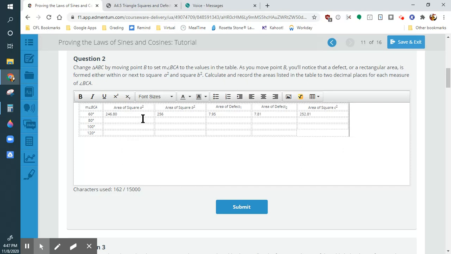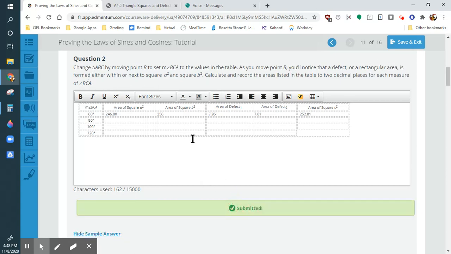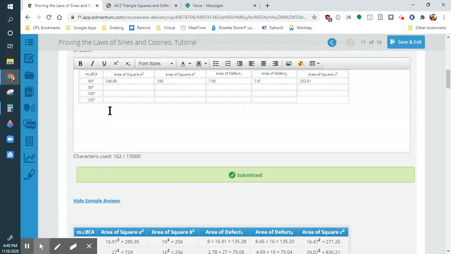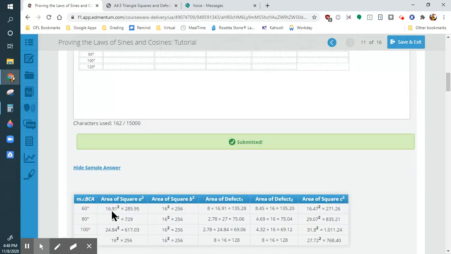So I'm actually gonna hit submit here because this is very weird, and I feel you guys would benefit more from the actual answer than from me trying to figure out what they're trying to say. You'll notice the defect or a rectangular area is formed. So let's just take a look here and see what they wanted us to do. Okay, so they did want us to square it.